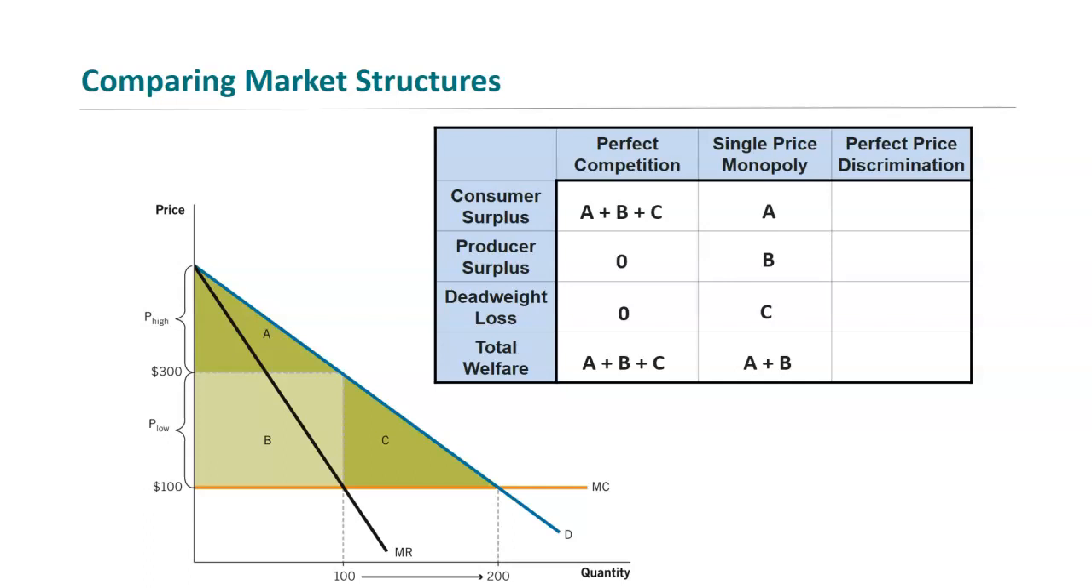The answer is 0. So remember, consumer surplus is the space between what a consumer is willing to pay and what they actually have to pay. And if the firm is practicing perfect price discrimination, then they're charging the consumer exactly what the consumer is willing to pay. And so there's no surplus for that consumer. There's no space between what they pay and what they're willing to pay, right?